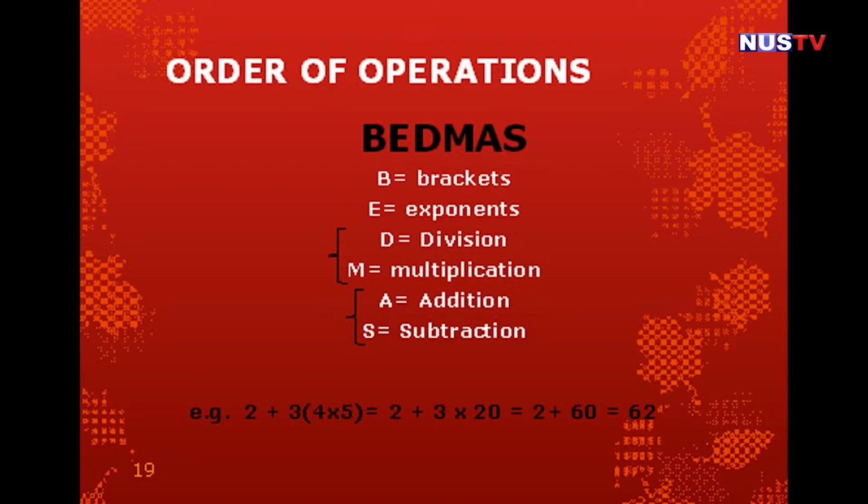Simple example we have there: 2 plus 3 multiplied by (4 times 5). Now, according to the order of operation, we do the bracket first. So 4 times 5 is 20. And then we do the multiplication, which is 3 times 20, and that's 60. And then you finally add the 2, and the answer is 62. Right? Very simple if you remember the order of operation.